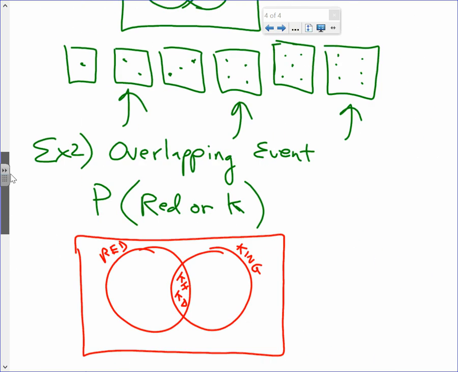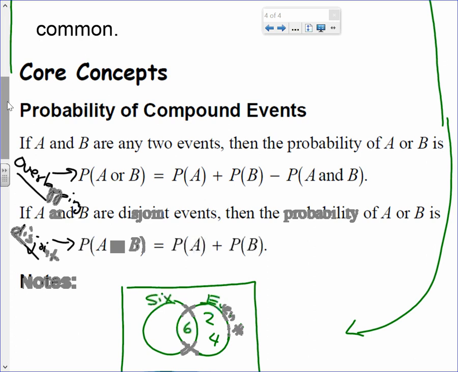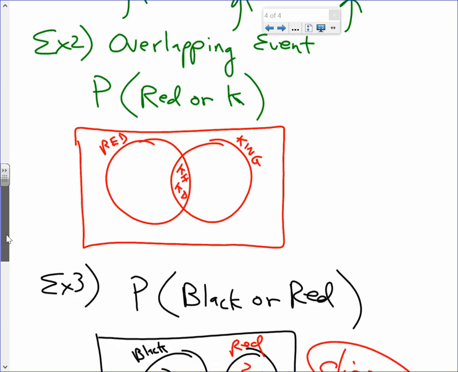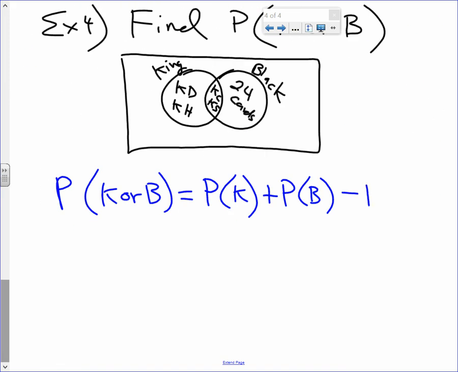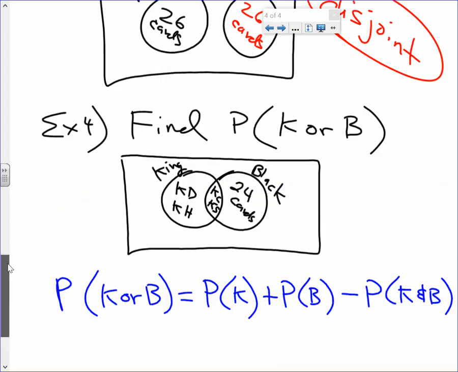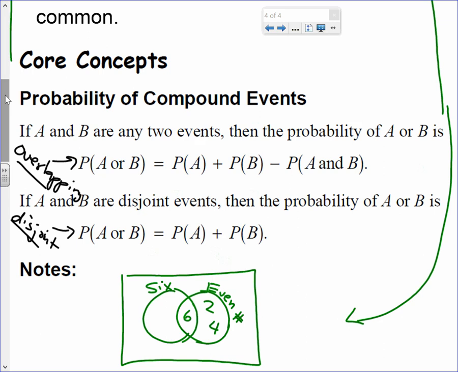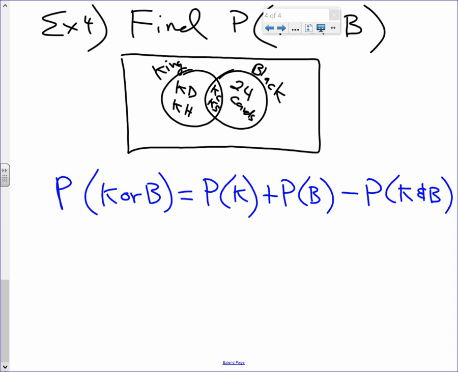And now watch this. There's something funky here. Minus the probability of those kings that are black, the cards that are both king and black. King and black cards are going to be that one. All I did is I followed this formula on your note guide right here, because it's an overlapping situation.